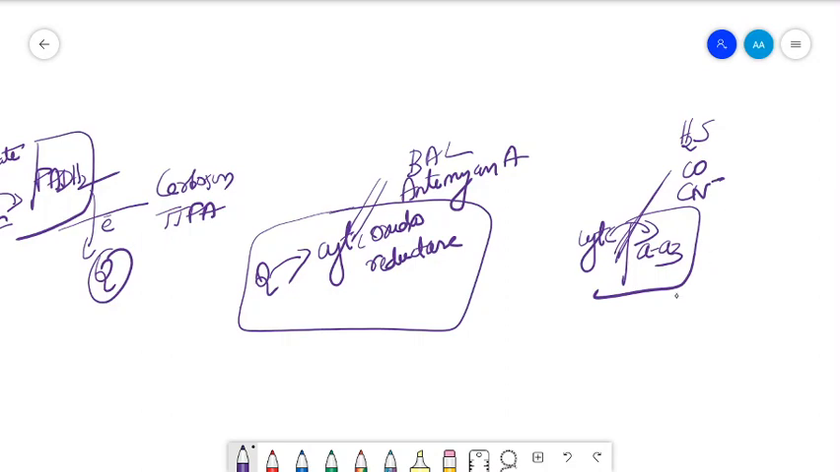So what happens in complex 4? The final acceptor of electrons is oxygen, which accepts electrons and forms water. This is blocked by the complex 4 inhibitors, hydrogen sulfide, carbon monoxide and cyanide. So these are the complex 4 inhibitors.